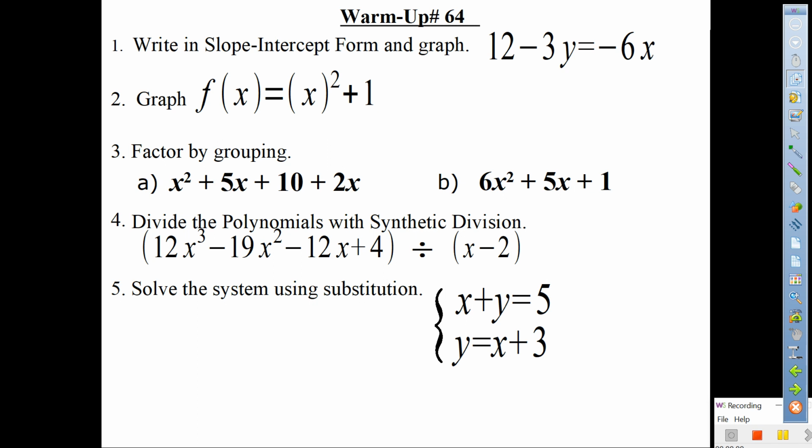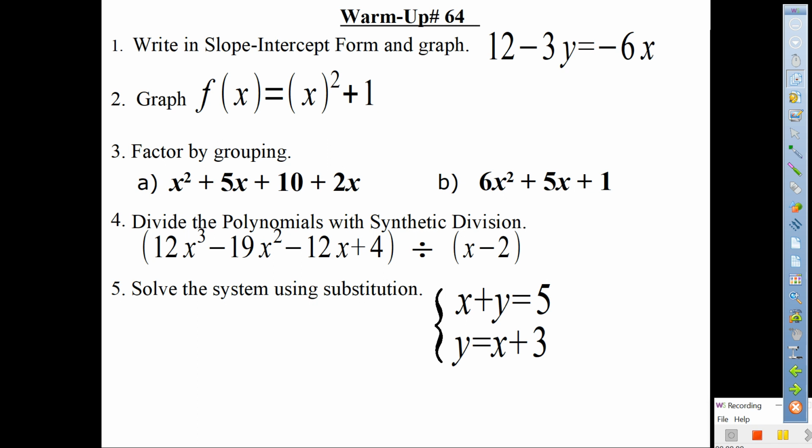Number 3 says factor by grouping. They give us part A, x squared plus 5x plus 10 plus 2x. Part B, 6x squared plus 5x plus 1. Number 4 says divide the polynomial using synthetic division. We have parentheses 12x cubed minus 19x squared minus 12x plus 4, all that divided by x minus 2.